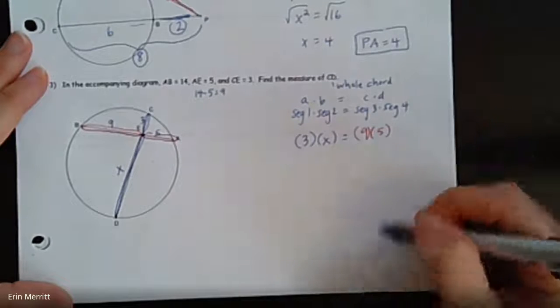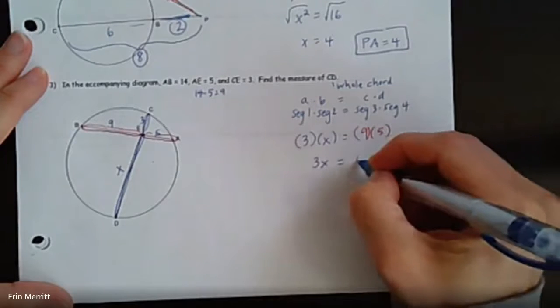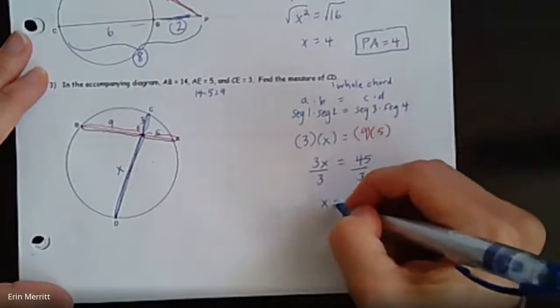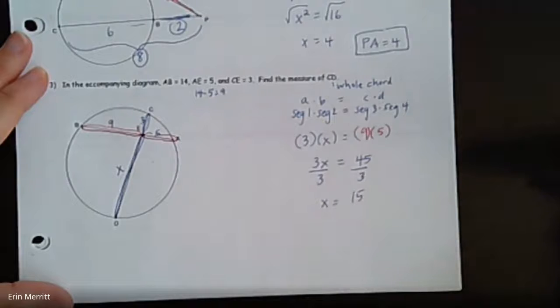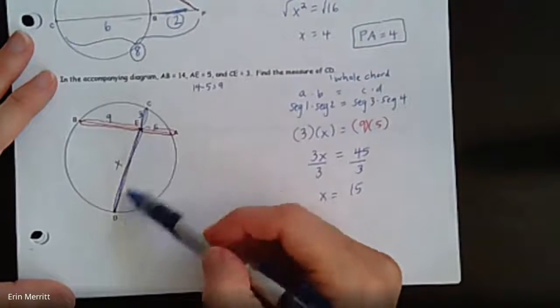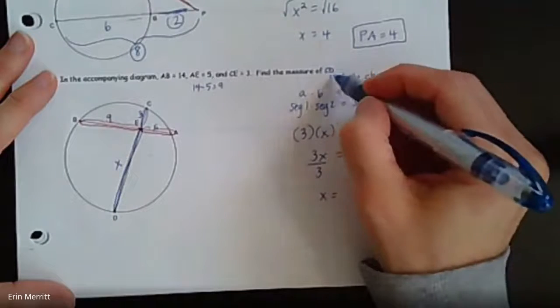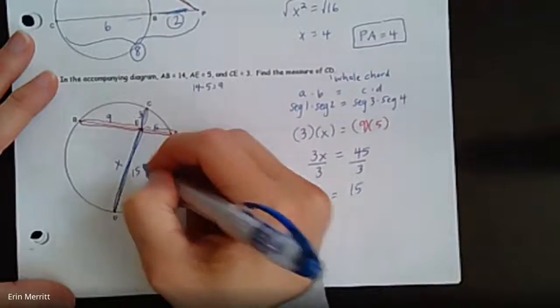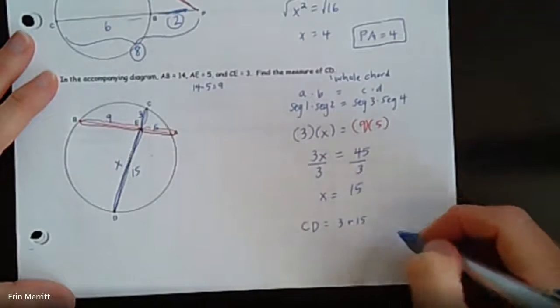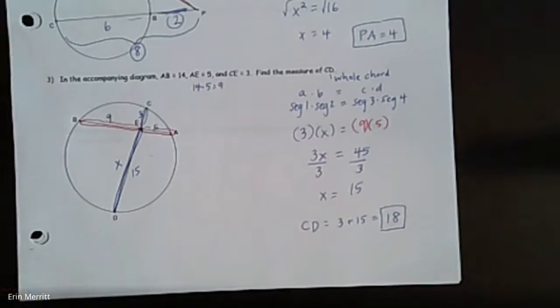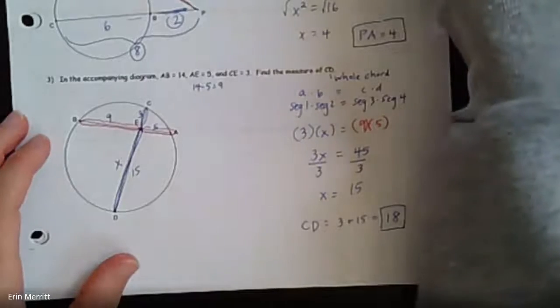And so when we go to solve, we get 3x equals 45. Divide by 3. X comes out to be 15. But you want to remember, what did we let x be equal to? I made x equal to segment ED. Since we're looking for the whole thing from C to D, that would then be 3 plus the 15 that we just found for a total of 18 is the answer there. So some of the questions are a little bit trickier than the others. You just have to read really carefully.